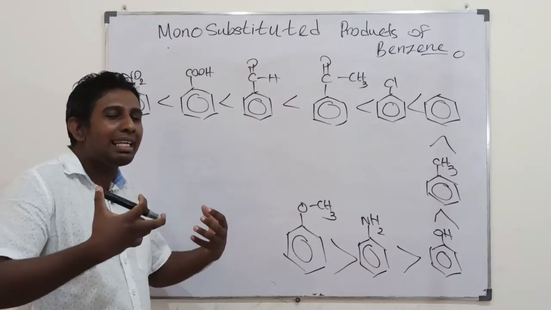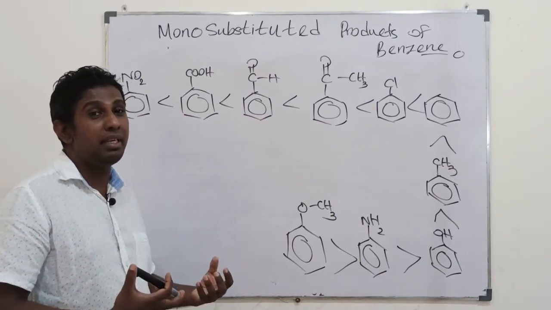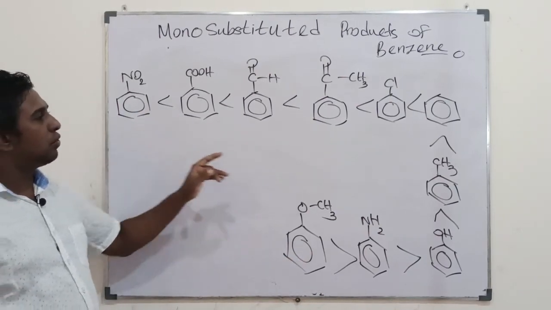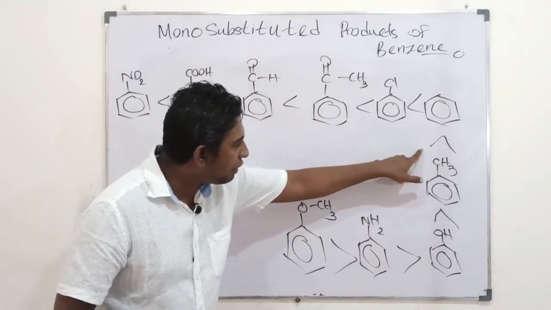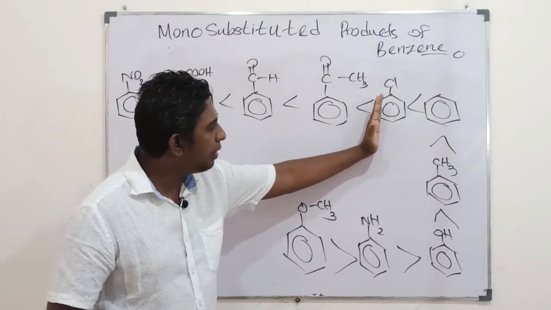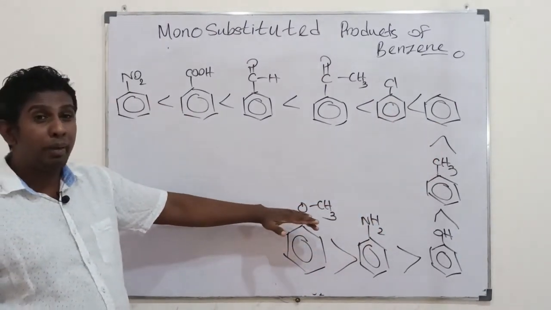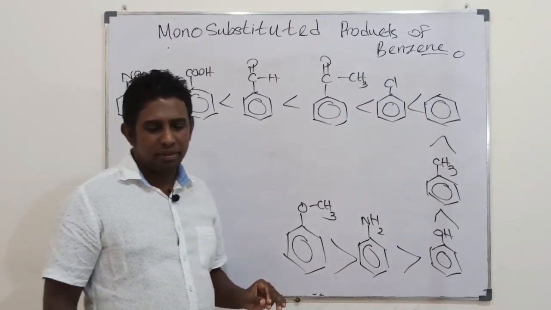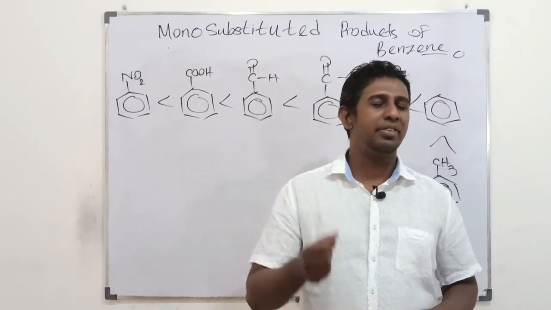So the electron density on benzene would increase in this direction, greatest here and least here. After benzene you find all activating groups, and before it deactivating groups. Here, including chlorobenzene, the others are ortho-para directing groups. These groups are meta-directing groups. That's the summary of all those, including these three lessons.